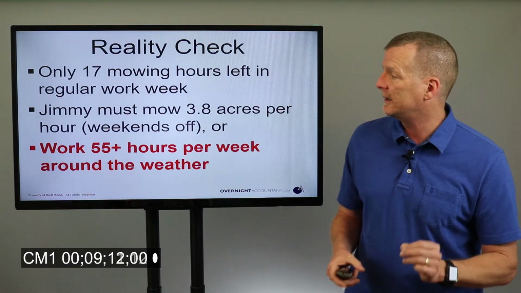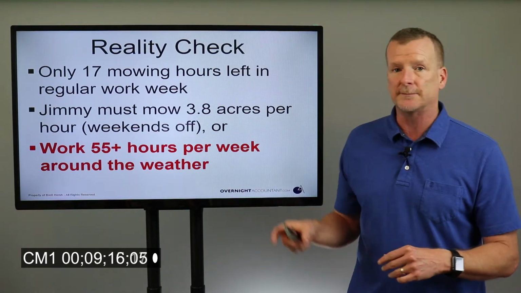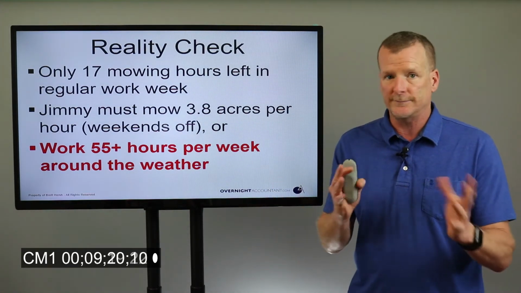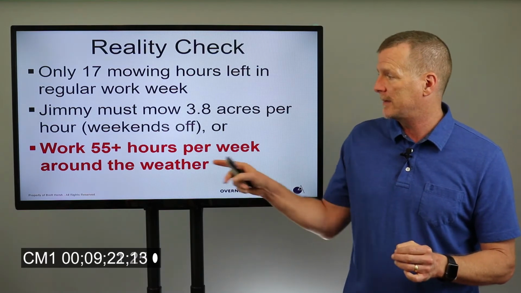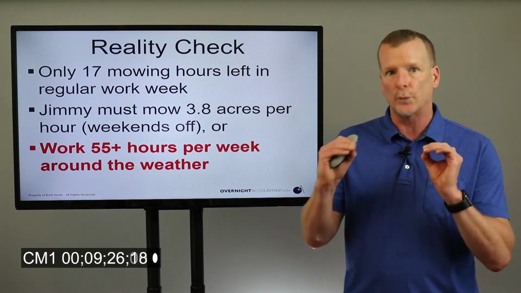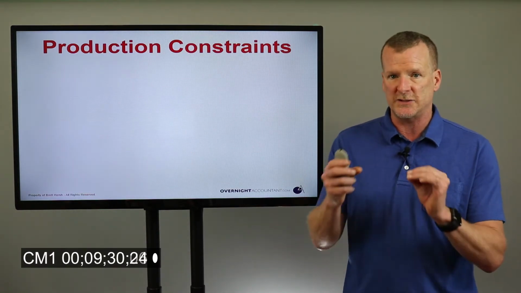Now, Jimmy's reality here is probably somewhere between the two. You know, if he works more hours, maybe he has to mow 3 acres per hour, you know what I'm saying? And maybe work 50 hours a week. But anyways, these are kind of two extremes of the reality that Jimmy is facing. So this is his first reality check.